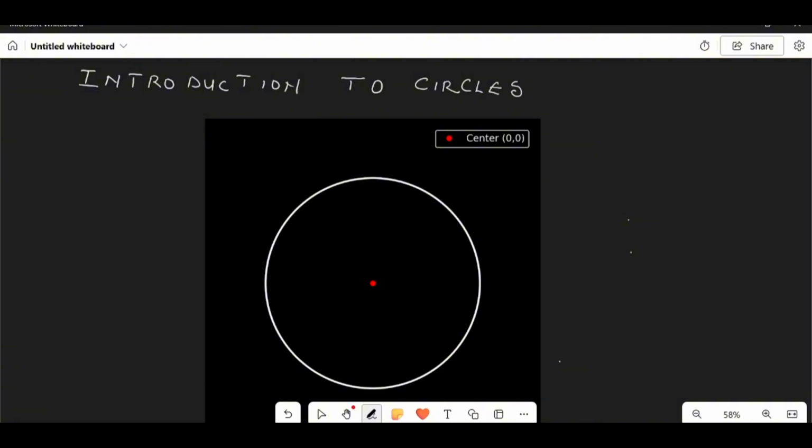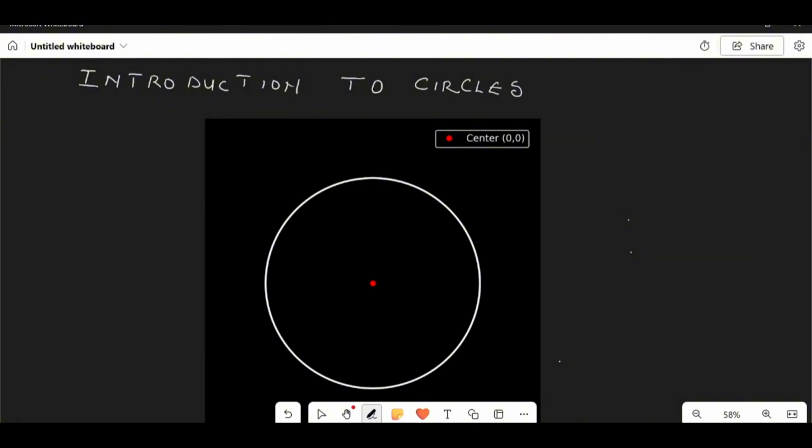What is a circle? Let's start with the basics. A circle is simply the set of all points in a plane that are the same distance from a fixed point. The fixed point is called the center, and this is our fixed point. So if we pick any point on the circle, like here, here, or here, and measure from the center, the distance will always be the same. That's what makes a circle perfectly round.